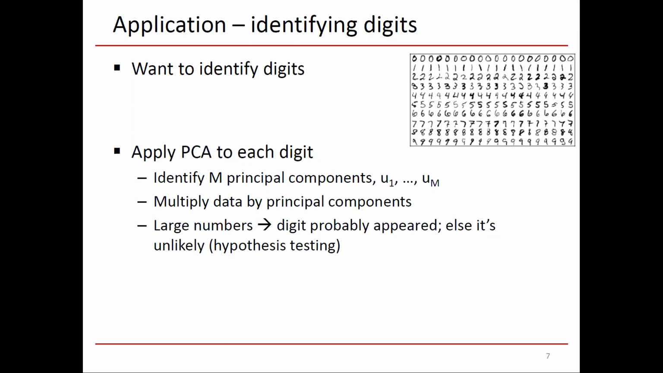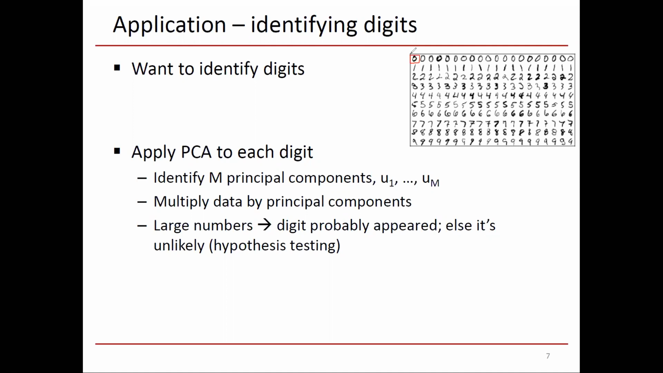So we're going to be applying PCA to each different digit. Each different digit will have a bunch of principal components, perhaps m principal components, U1 through UM, and we're going to be multiplying the data by the principal components. What that really means is our data is going to be a grid of pixels, a square, or perhaps a rectangle, and you take this 2D grid of pixels and convert it to a vector, and then you multiply this vector by a matrix. Each of the rows of the matrix is one of the principal components, U1, U2, up to U capital N. We then have capital N coefficients.